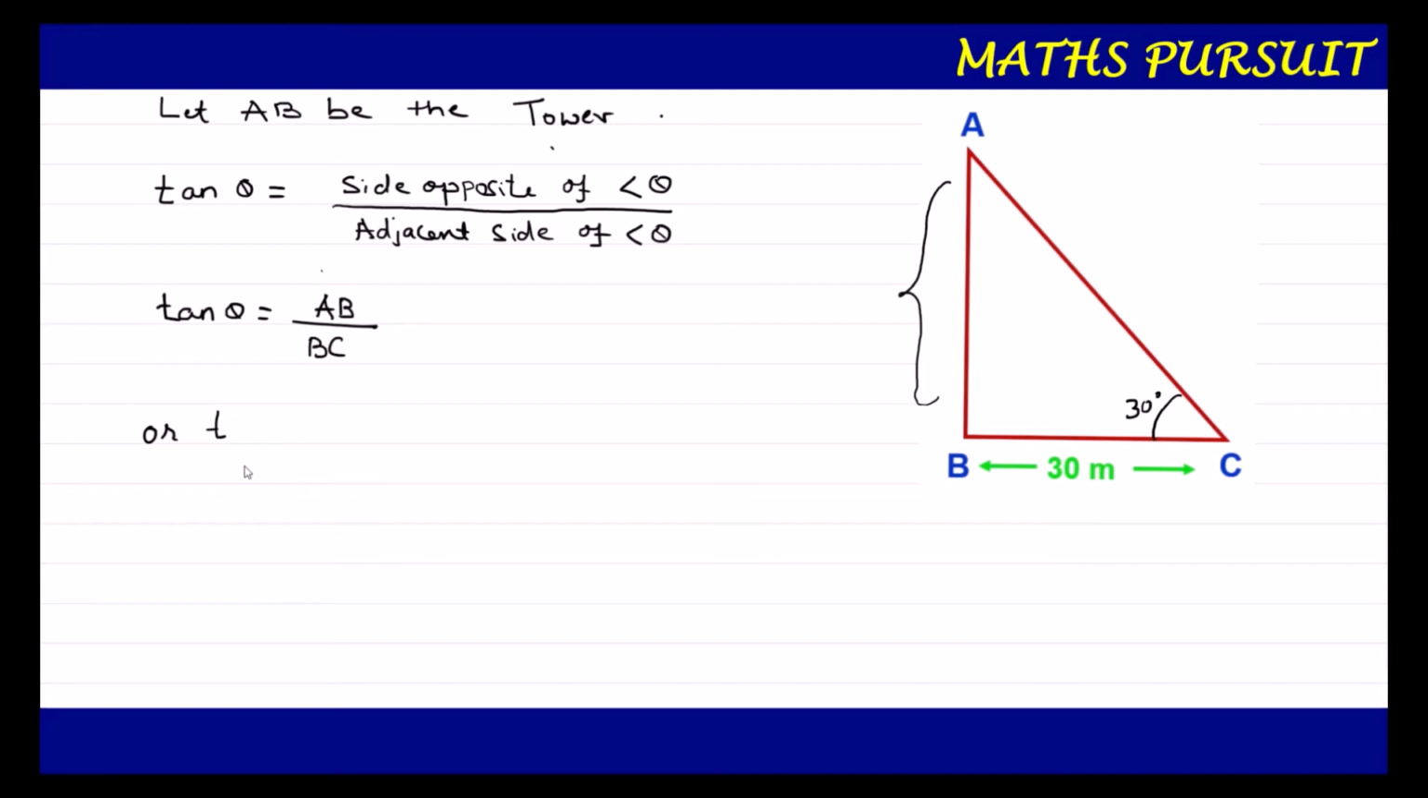This is being given. So I can write tan 30 degree is equal to AB. Let us keep AB as it is because we are going to find out AB upon BC. BC value is 30 meter. We very well know the value of tan 30 degree.